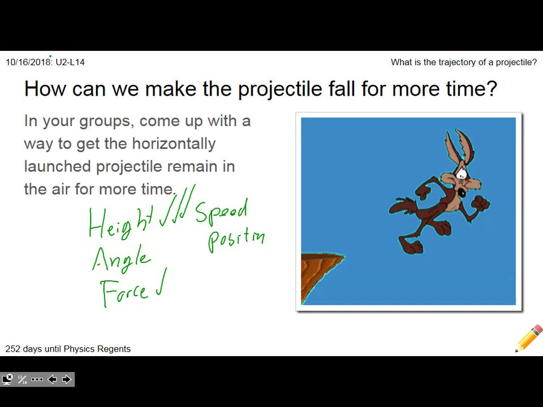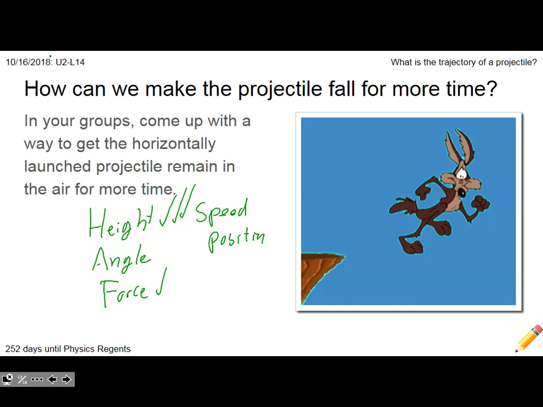Okay. So the first thing I want to point out is, yes, varying the angle, if we aimed it up, would definitely increase the time, but we're limiting ourselves to where we don't get to change the angle. Okay, so that's a correct answer, but we're just going to focus on other things for right now. We'll talk about the angle tomorrow.